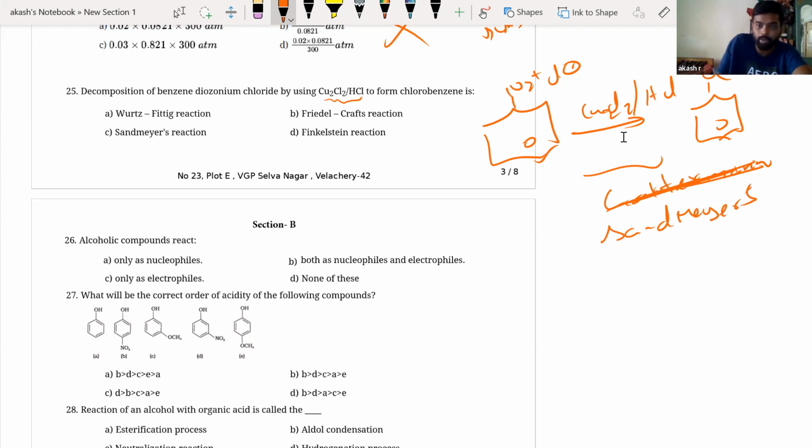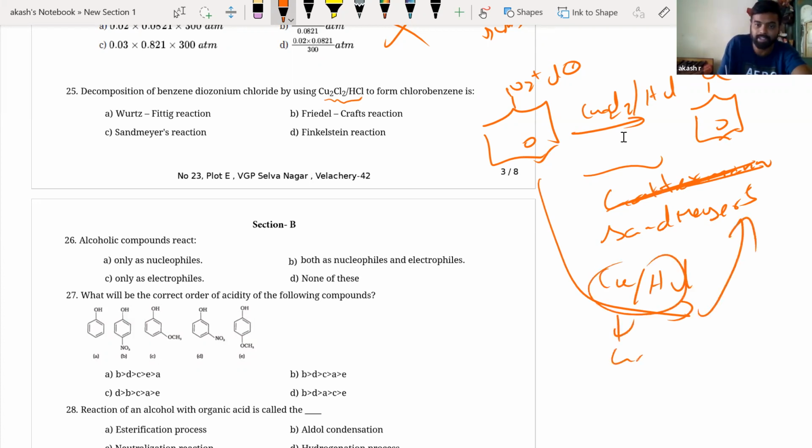Right? In Gattermann, what did I do? In Gattermann, you would have put Cu in the presence of HCl. Same compound, but if you put Cu in the presence of HCl or HBr, that becomes Gattermann. Okay. So in this case, Gattermann is not even there. So you don't have to confuse yourself. So it is Sandmeyer's. Okay.